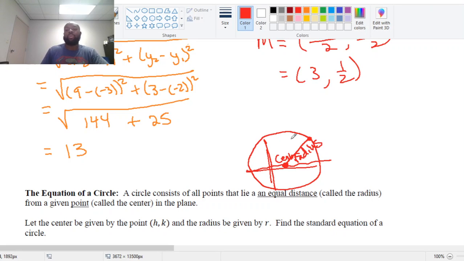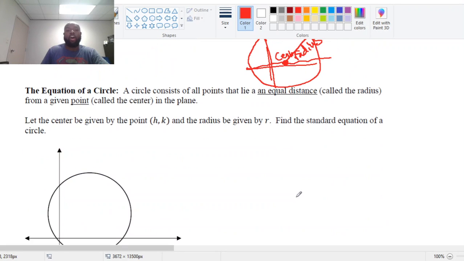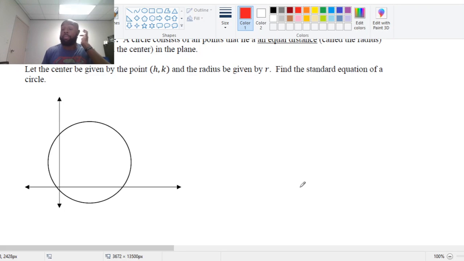And so what we want to do is come up with the equation of this circle, all the points that lie an equal distance from that center. And that equal distance is r, your radius. And so we're going to come up with the standard equation of a circle. It says let your center be given by h, k. So my center may be about right here.